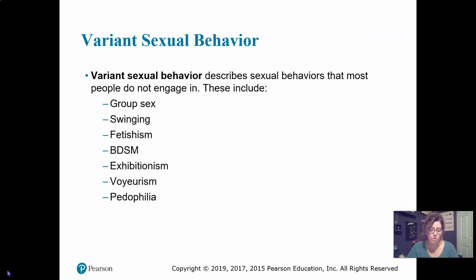Variant sexual behaviors are less common sexual activities that are considered outside the norm. They are legal when they involve consenting adults. Examples include group sex, swinging or partner swapping, fetishism, using inanimate objects to heighten sexual arousal, and BDSM: bondage, discipline, domination, submission, sadism, masochism. Some variant behaviors can be harmful to the individual, to others, or to both, and are illegal in most circumstances.